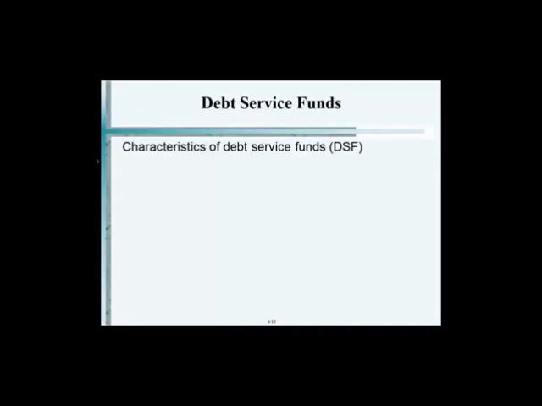So where does the debt service fund get its money? From the general fund. Where does the general fund get its money from? Taxpayers. So the first year, what am I doing? I'm depositing in the debt service fund $1 million plus interest on $10 million. Let's say it's 5%.